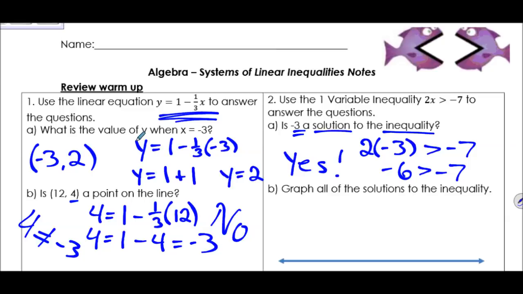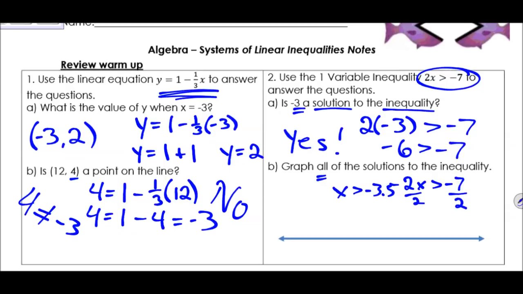When I want to graph all of the solutions, that's talking about graphing this inequality. I'm going to solve it first. I'm going to get x by itself first. So 2x is greater than negative 7. I'm going to divide by 2. That gives me that x is greater than negative 3.5. So I'm looking at all of the x values greater than negative 3.5. I'm going to put an open circle above the x and put a line going to the right. It's all the numbers that are bigger than negative 3.5, so like negative 3, 0, 1, 2, all the numbers bigger than negative 3.5.